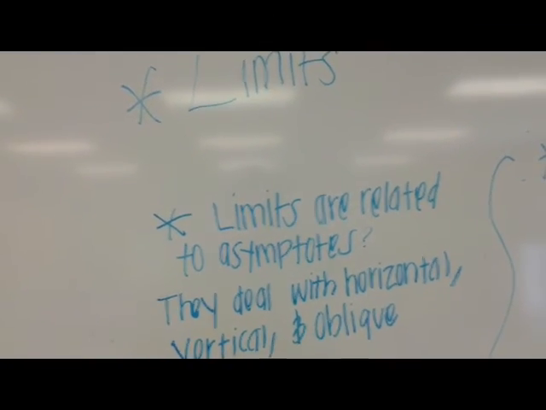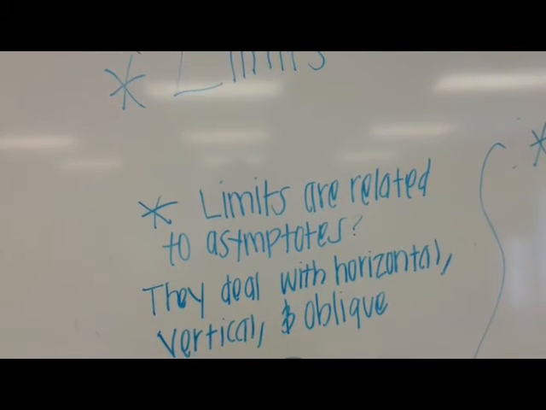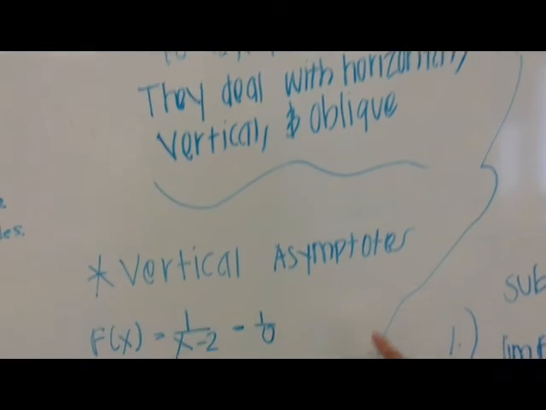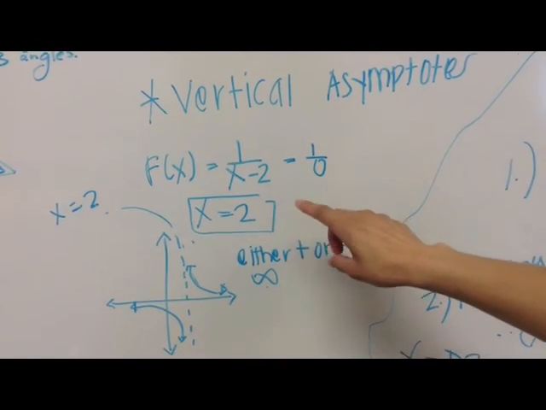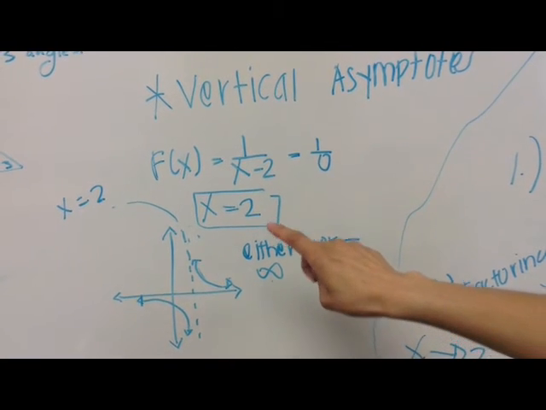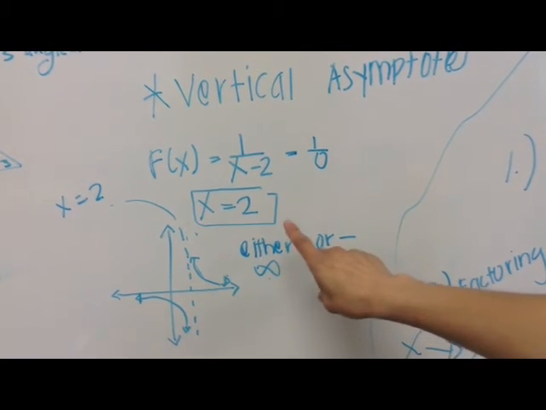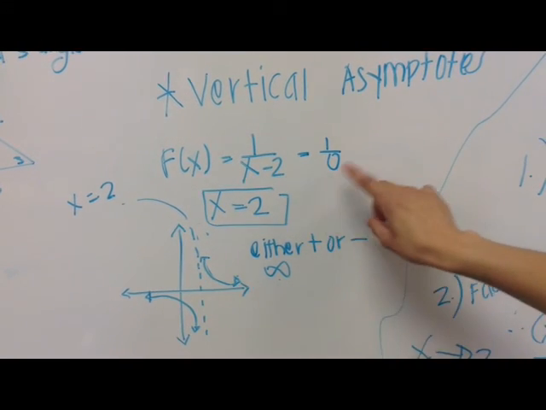Limits are related to asymptotes. They deal with horizontal, vertical, and oblique. For vertical asymptotes, it would be f of x equals 1 over x, at 0 equals 1 over 0. So basically you plugged in 0 for x at the bottom, and it left you with 0.